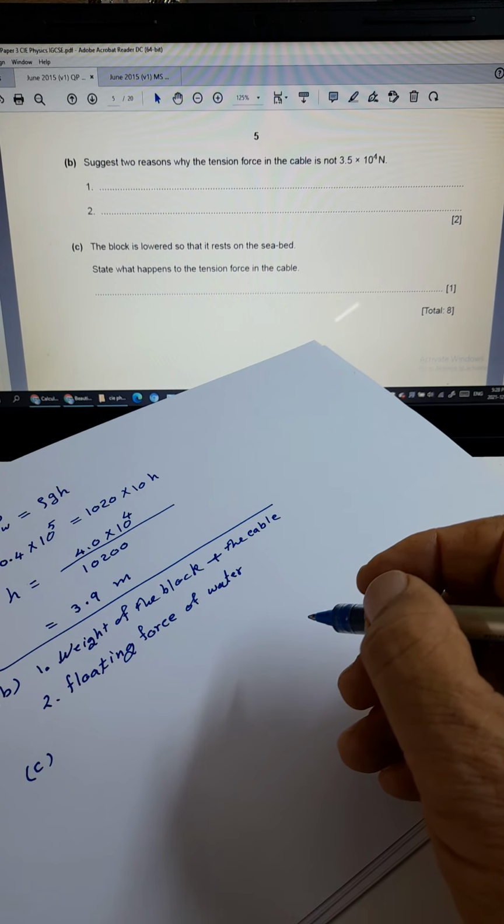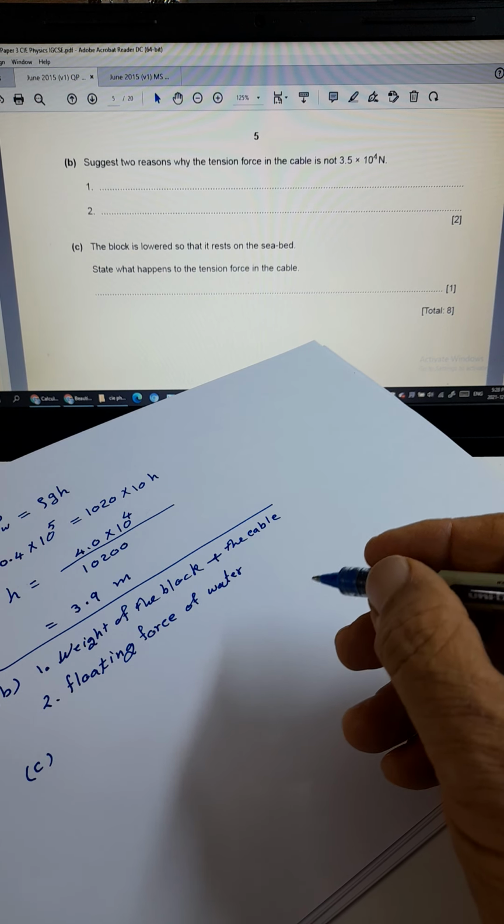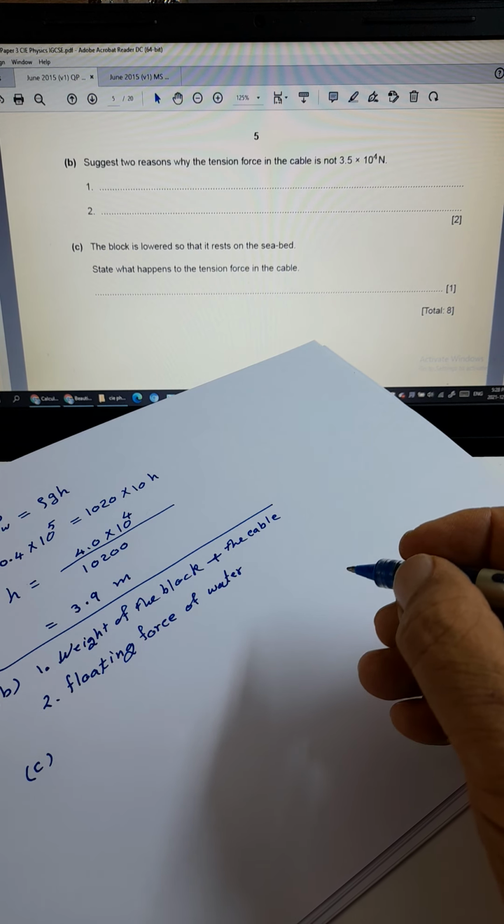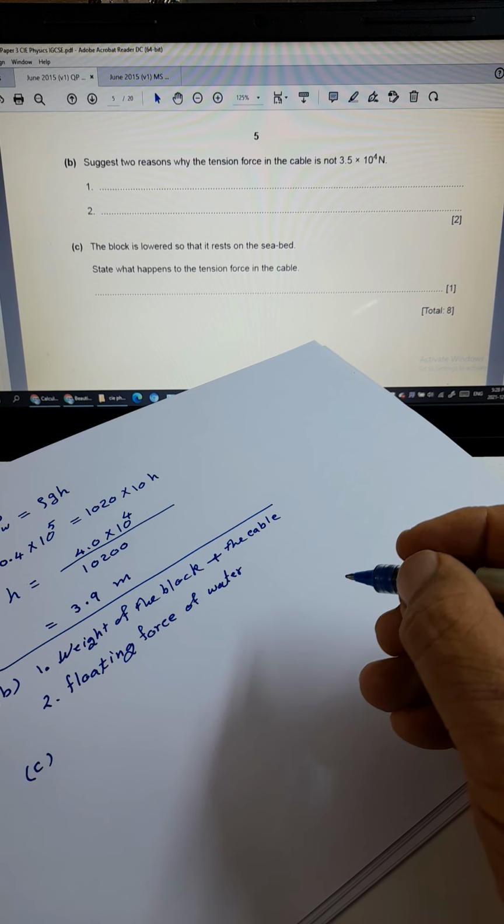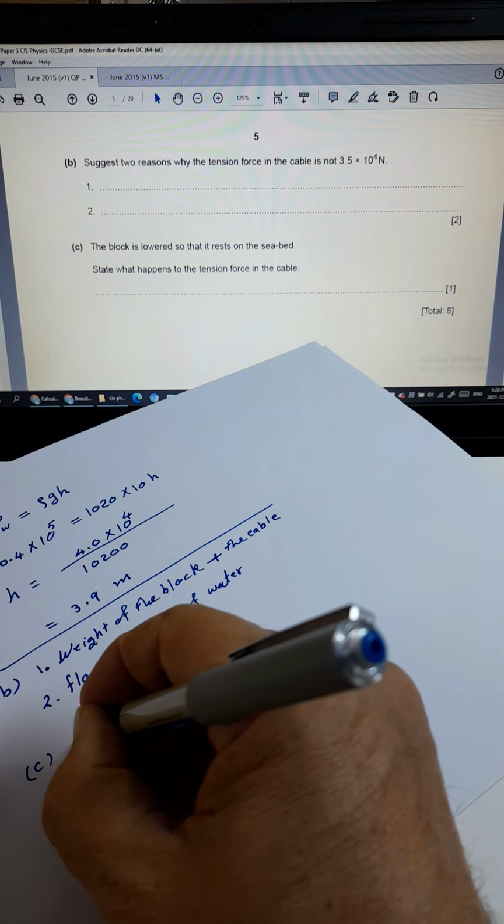C. The block is lowered so that it rests on the seabed. State what happens to the tension force in the cable. It becomes zero.